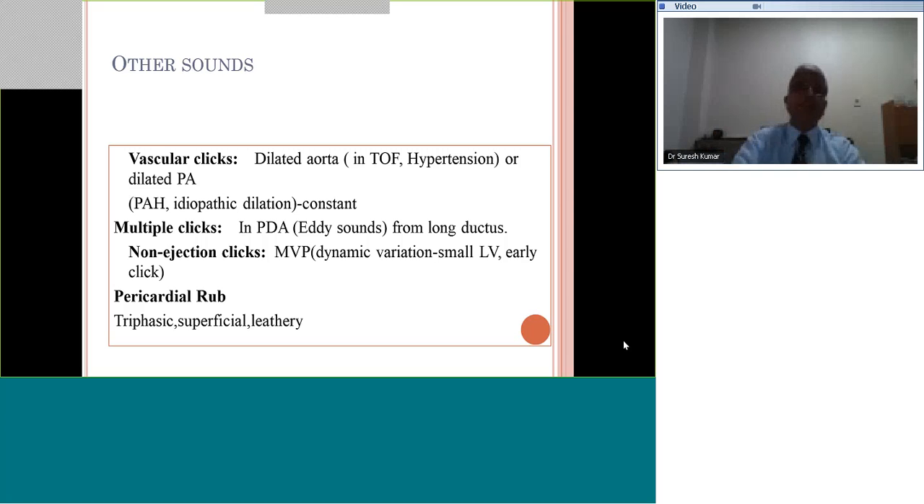Non-ejection click is a feature of mitral valve collapse. Dynamic variation is a feature of this. A small left ventricle will produce an early click. Therefore, when the person stands up, you have a prominent click and an early occurrence of the click, and a larger LV as when the child is lying down delays the click and shortens the murmur. The other event that you may hear is a pericardial rub, which is a triphasic, superficial, leathery sound.